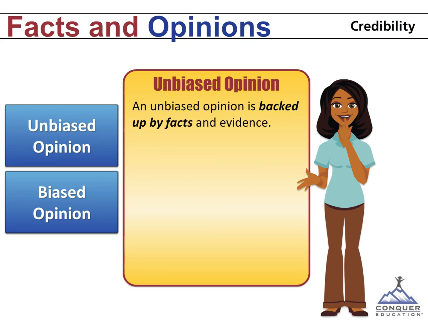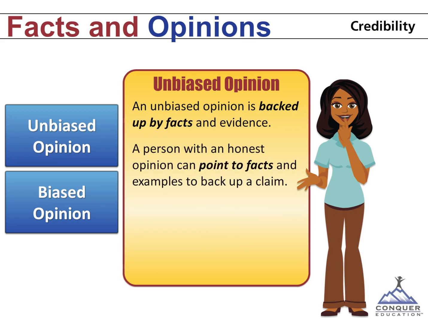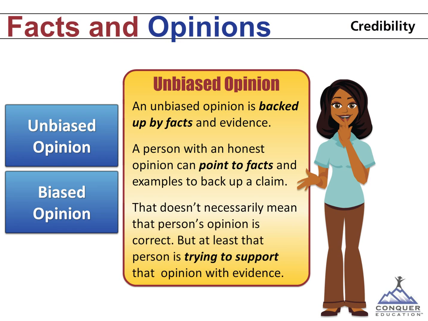An unbiased opinion is backed up by facts and evidence. A person with an honest opinion can point to verifiable facts and specific examples to back up his or her claim. That doesn't necessarily mean that person's opinion is correct, but at least that person is trying to support his or her opinion with evidence.